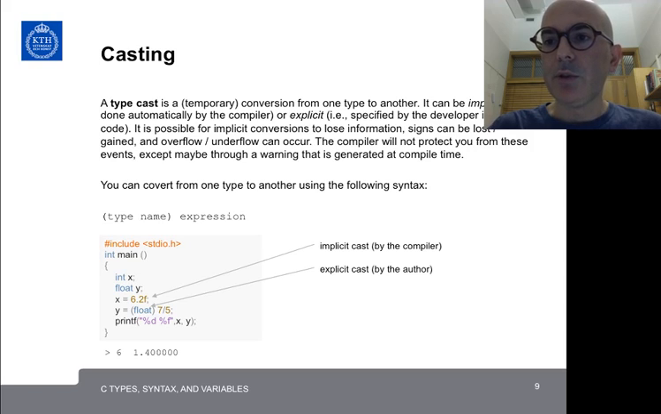In the example code of these slides, we have two variables, x of type int and y of type float. And we have an example of both implicit cast using a suffix from float to int and explicit cast from int to float.